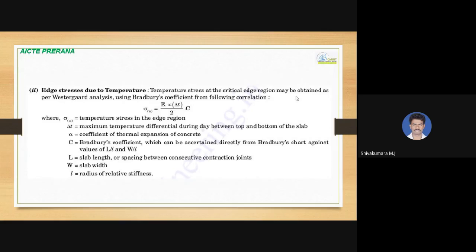When it comes to another case, edge stresses due to temperature, this can be calculated as sigma suffix Te equal to E alpha delta T by 2 into C, where delta T is the maximum temperature differential during the day between top and bottom of the slab. Alpha is the coefficient of thermal expansion of concrete, C is the Bradbury's coefficient, L is the slab length, W is the slab width, and l is the radius of relative stiffness, where the Bradbury coefficient depends on L by l and W by l.